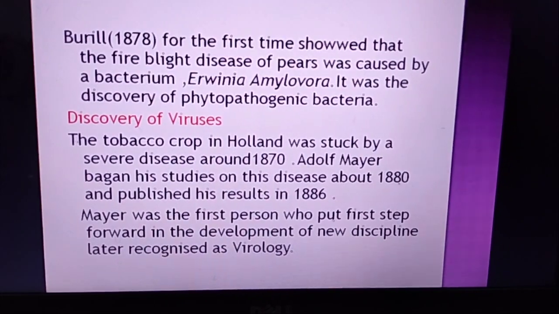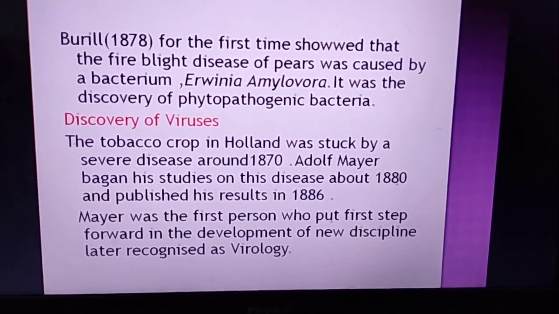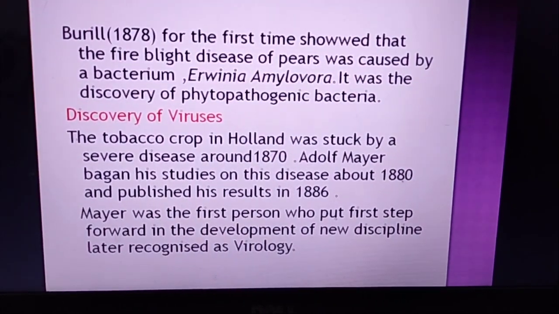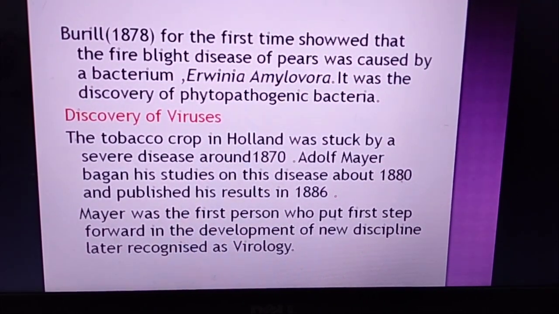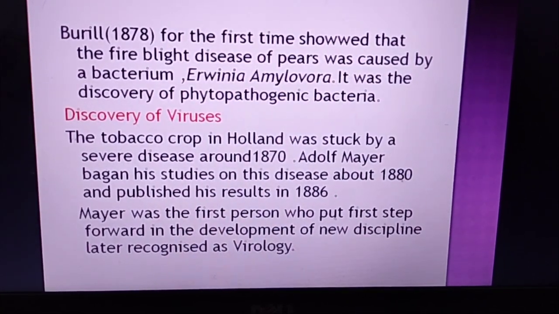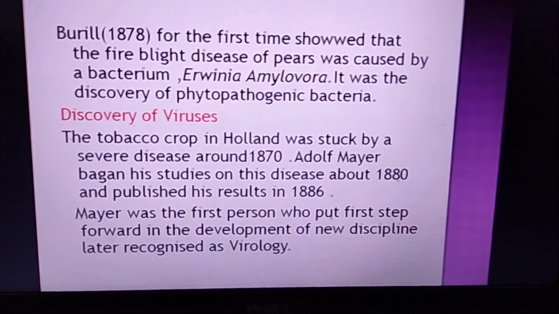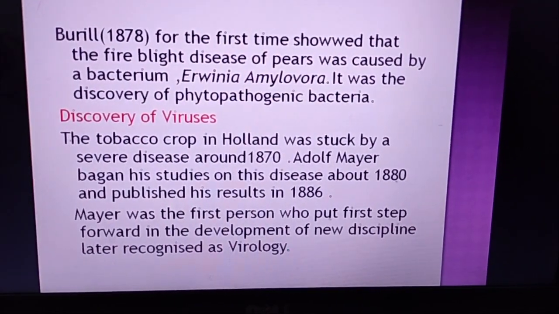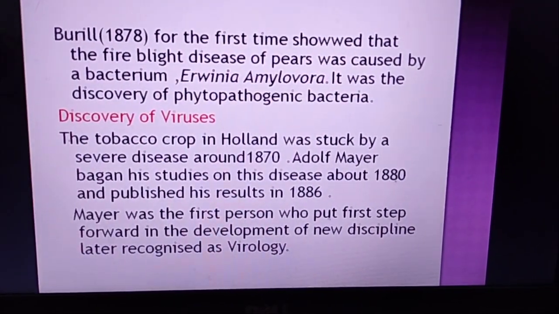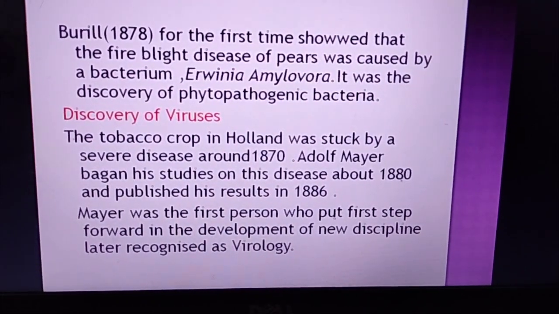So another scientist, Burrill, in 1878 for the first time showed that the fire blight disease of pears was caused by a bacterium known as Erwinia amylovora. So he discovered that the fire blight disease of pears में जो fire blight disease होता है वो एक specific bacteria से cause होता है, and the name of the bacteria is Erwinia amylovora. It was a phytopathogenic bacteria.